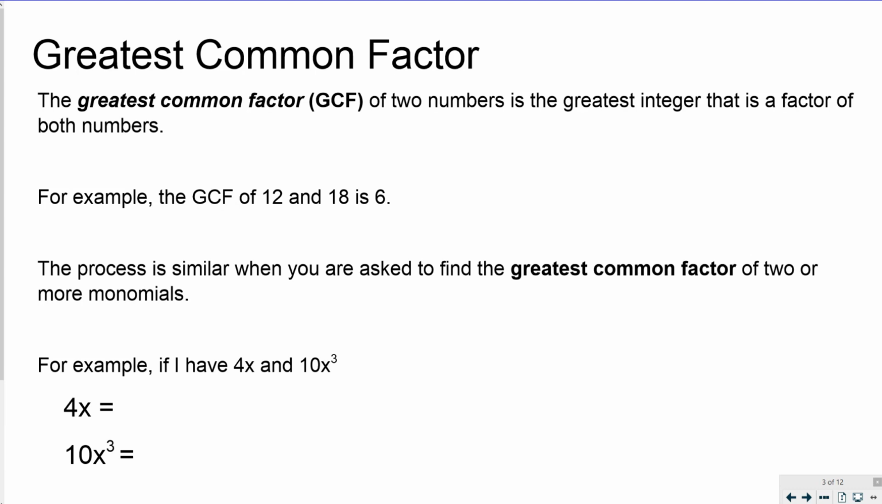So the greatest common factor of two numbers is the greatest integer that is a factor of both numbers. For example, the GCF of 12 and 18 is 6 because it's the largest number that goes into both of them. The process is similar when you're asked to find the greatest common factor of two or more monomials.